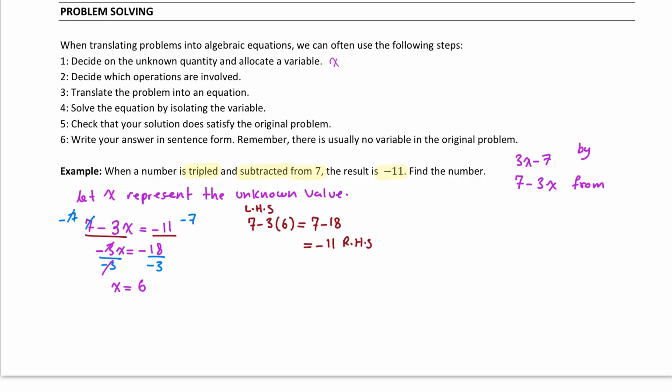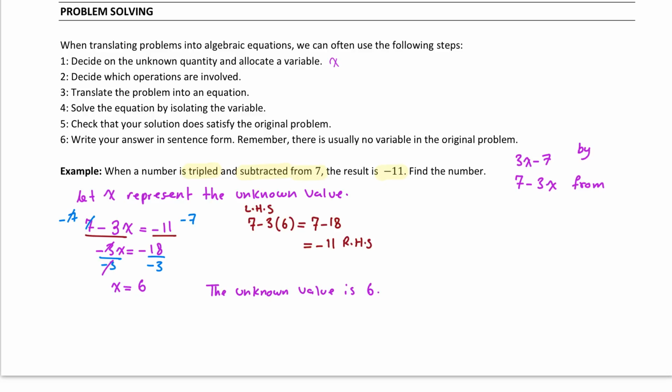So now that I have checked that my solution actually satisfies the original problem, then I can go back and write my final answer in a sentence form. So I can write that the unknown value is 6.